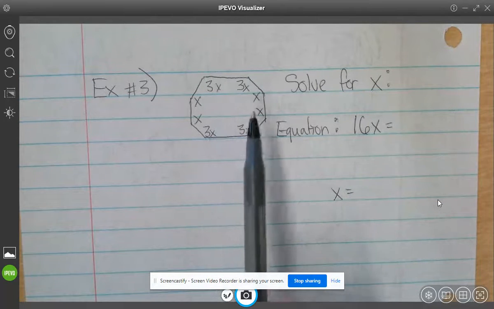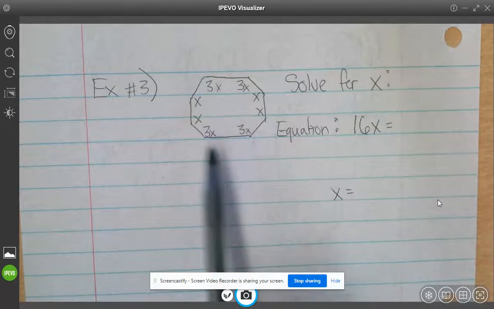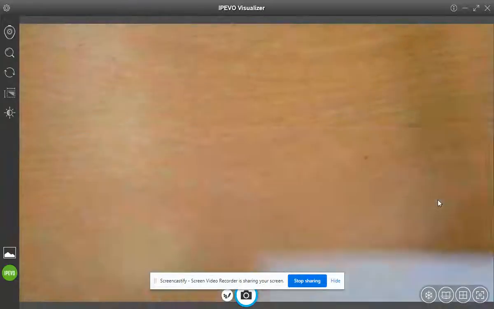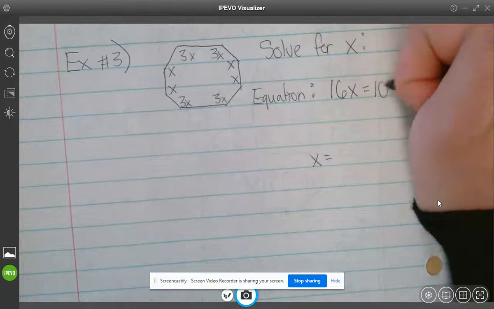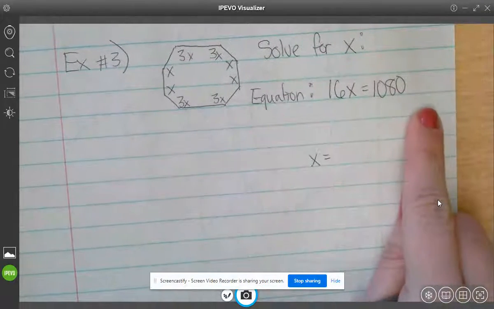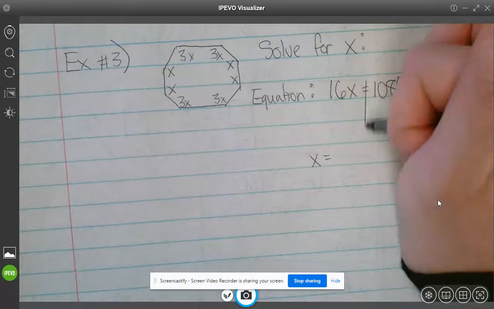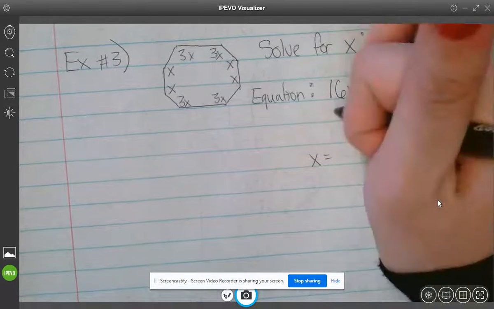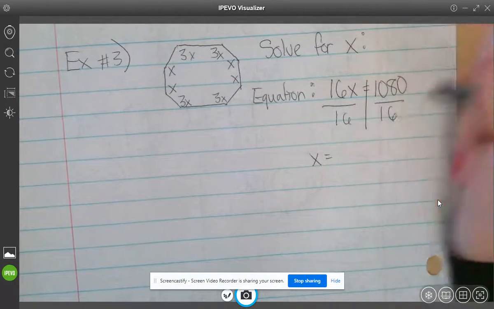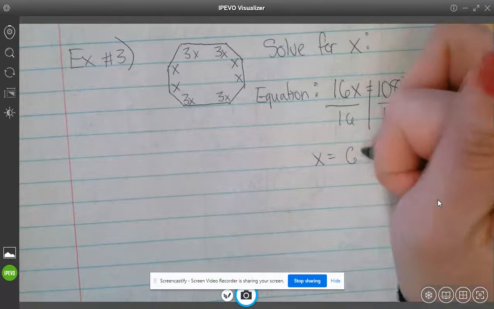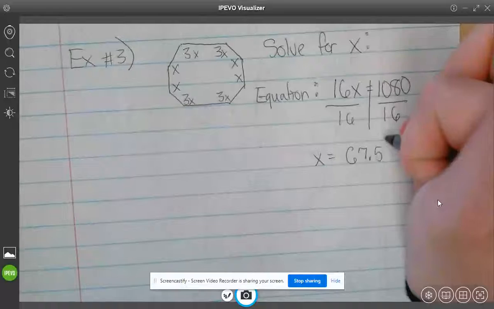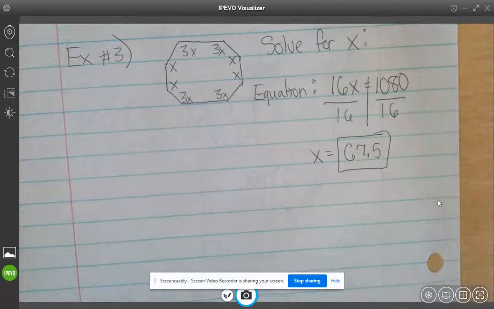Octagon. What's the sum of my angles in an octagon? Well, if I look back, it's 1080. So my equation is going to be equal to 1080. So that would be your equation answer. Then, on your own, you're going to solve it. So I divide by 16. So 1080 divided by 16, my x would be 67.5. And that would be your x answer.